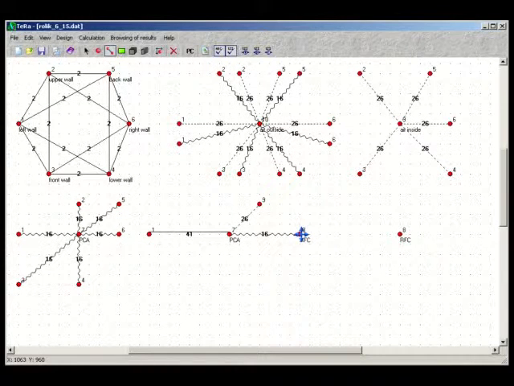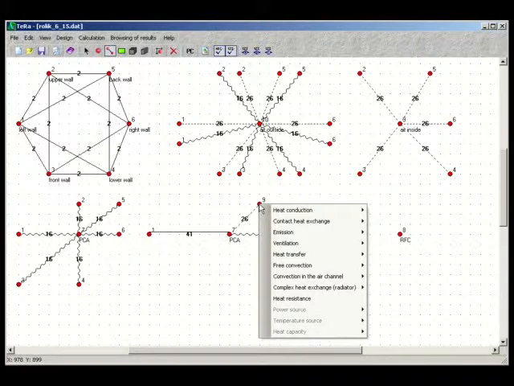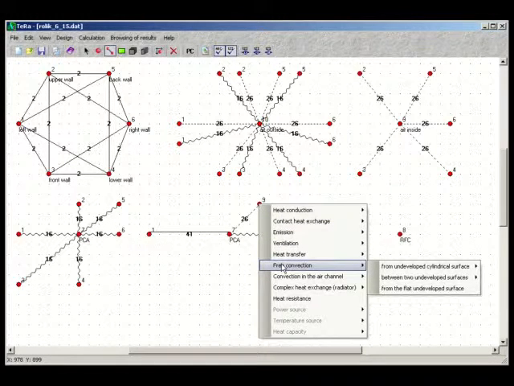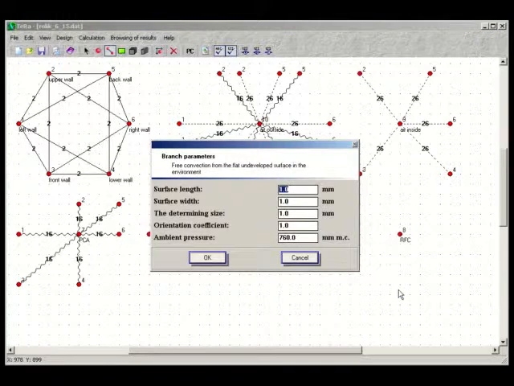Block 8, transformer, we connect with block 9 by the branch free convection from the flat undeveloped surface. The sizes of the equivalent total area of the horizontal plate are taken. Parameters of the branch: surface length 100, surface width 69 mm, and the determining size 69 mm. Orientation coefficient is 1, and ambient pressure 760.